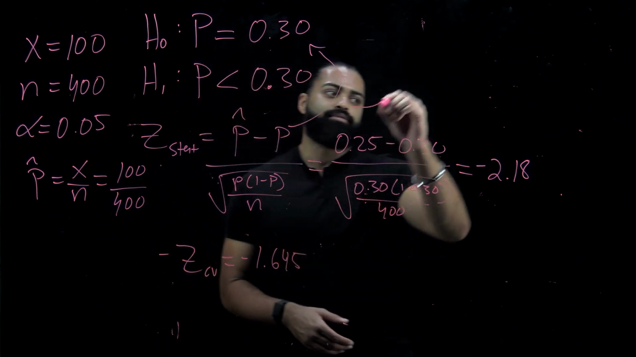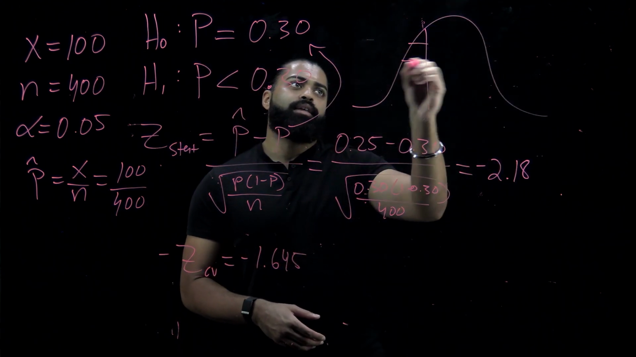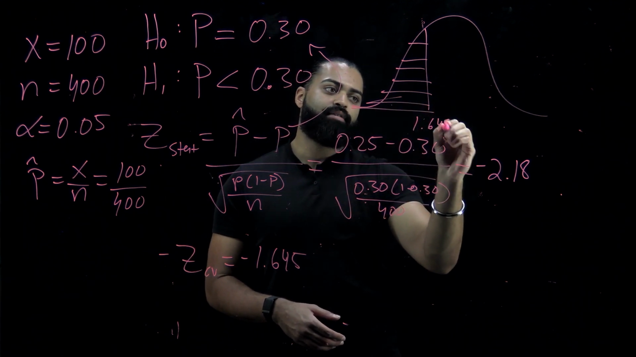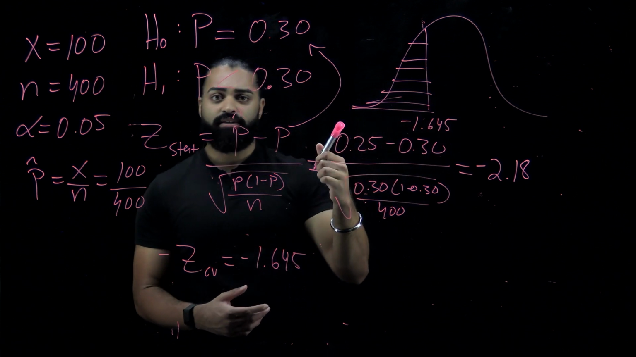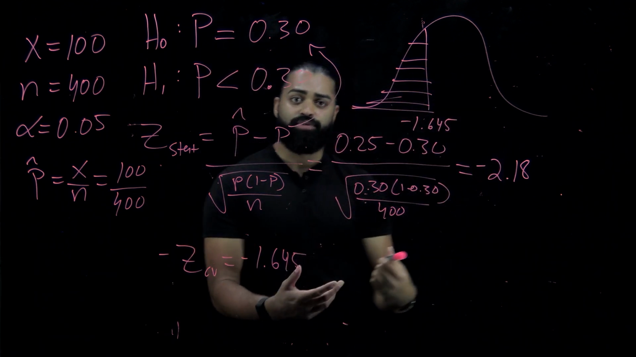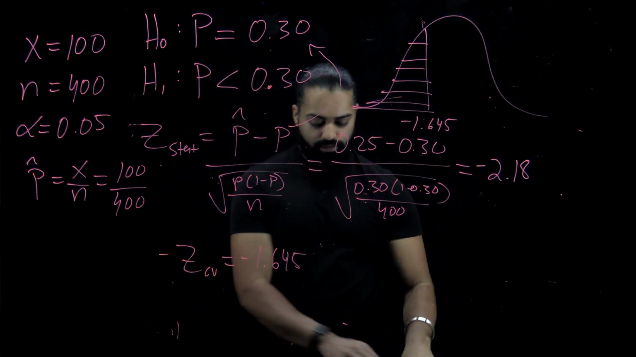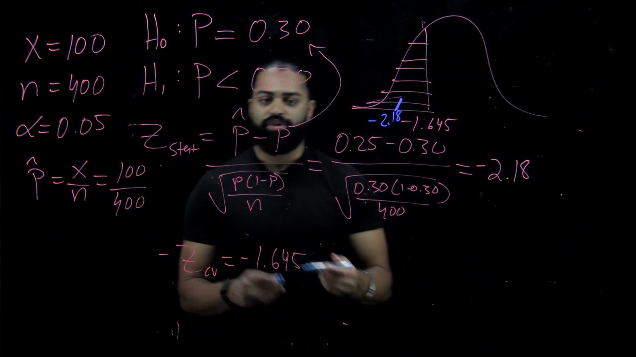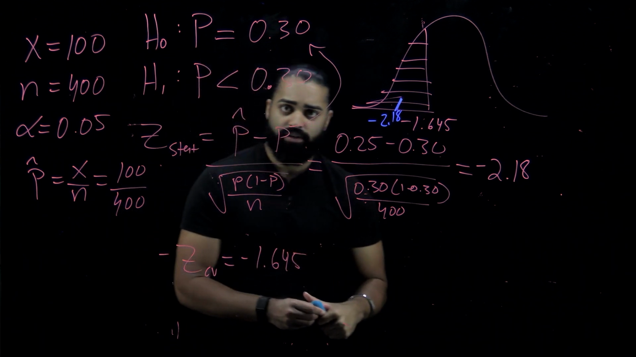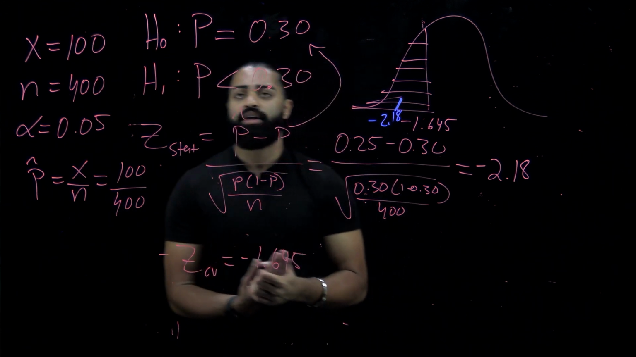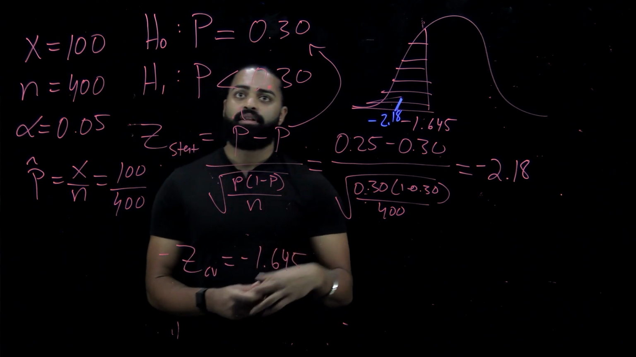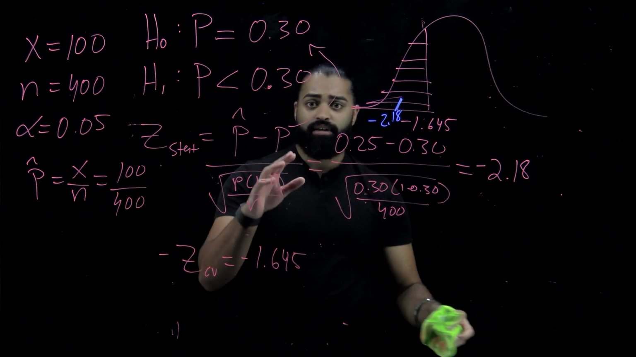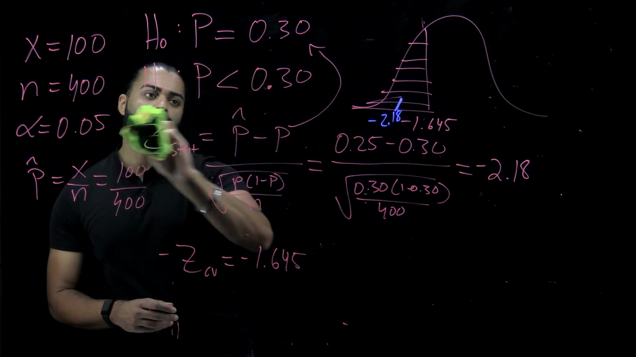So if I were to draw this out, anything to the left of negative 1.645 is going to be reject. Anything not in the shaded region is fail to reject. So negative 2.18 falls in the rejection region. So my decision in this case is reject the null, conclude there's enough evidence to support that less than 30% of people prefer tea over coffee. All right, so this is the rejection region.